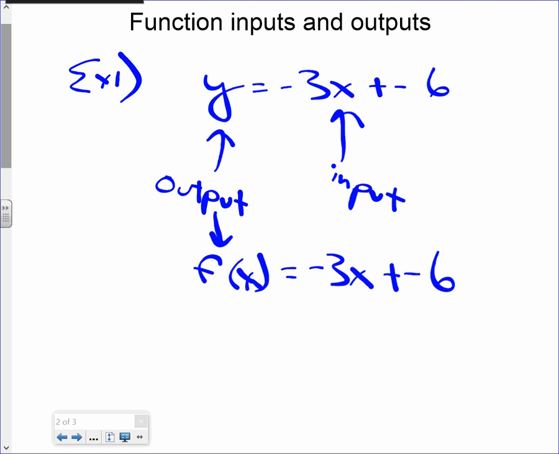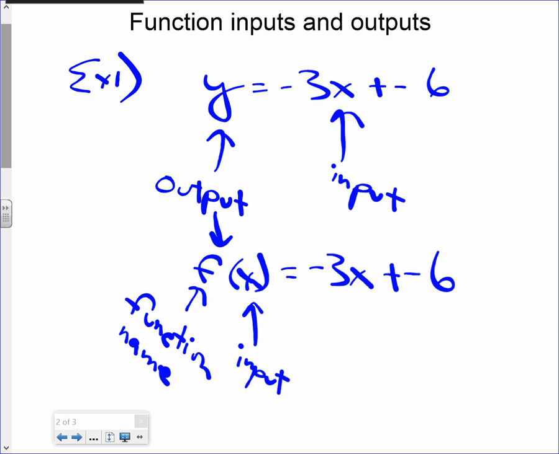Now, what does f of x mean? Underneath the f, going to put function name. In other words, it doesn't have to be f. We can name the function g of x or h of x. You'll see that sometimes. Going to write function name. This is still the input, of course. That and that. It's a different way of writing an equation.